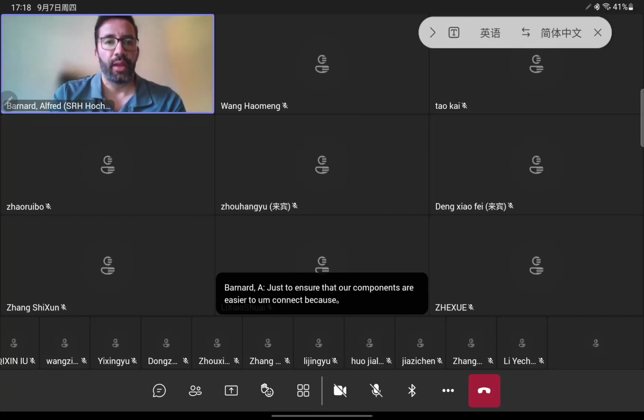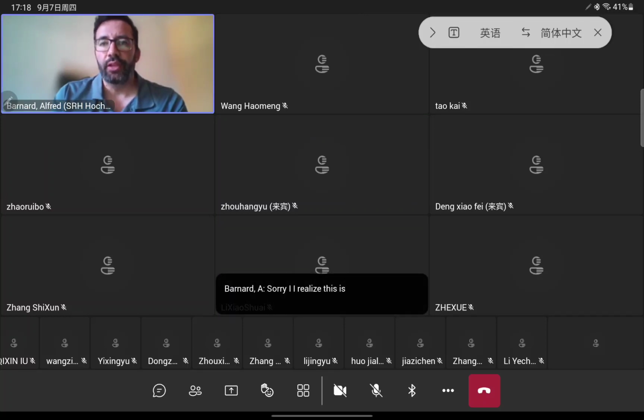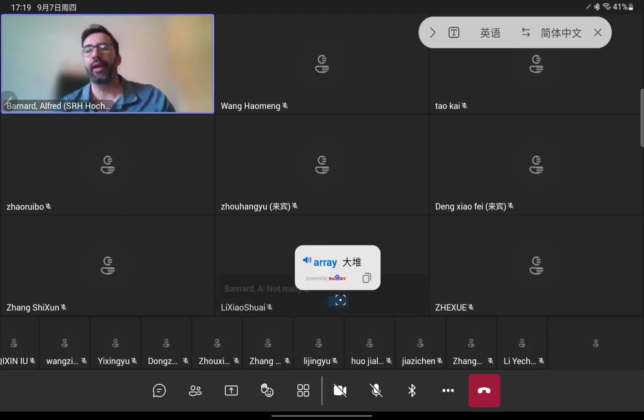Because I just want to show you another picture. Sorry, I realize this is not great. You have something called a ball grid array.